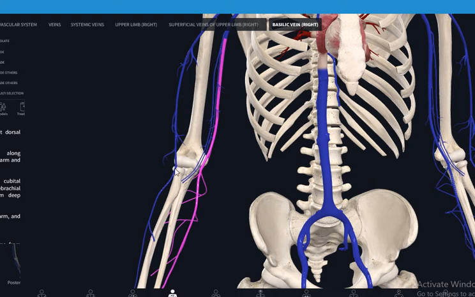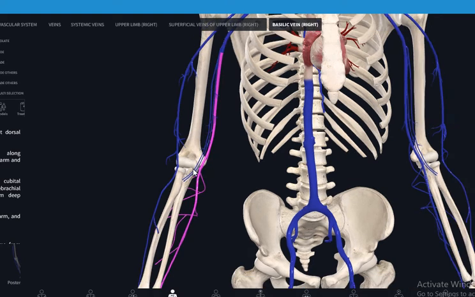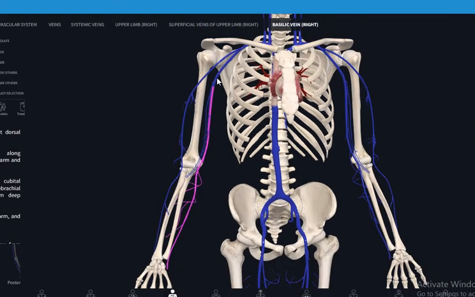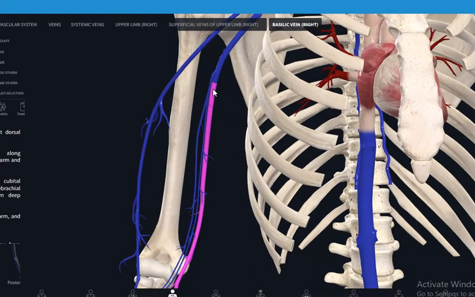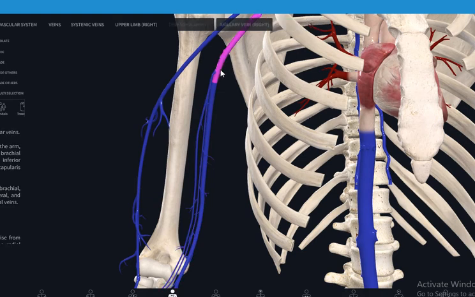You need to know that the basilic and the cephalic veins are going to form a small anastomosis here, and that anastomosis is via the median cubital vein. You see that the basilic vein at this position is going to enter into the brachial axillary vein. So that is with the basilic vein.